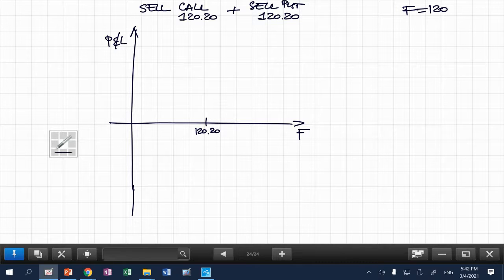Now, first, if I sell the call option, I would have a profile with this pattern. Until 120.20, I earn the premium. Over 120.20, the other party starts exercising, and potentially I can lose more and more, okay? So this is the short call position, okay? Now I have to draw the graph of the short put.